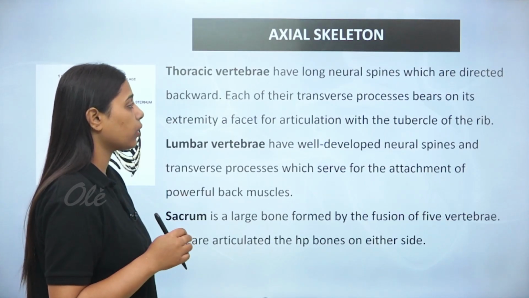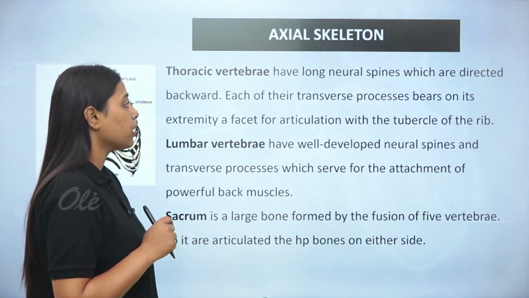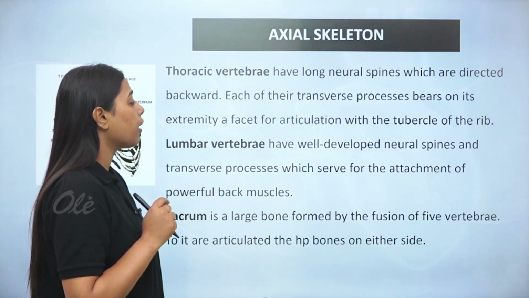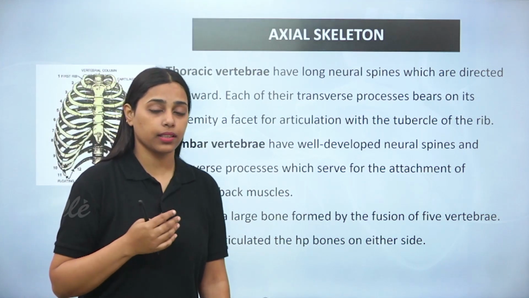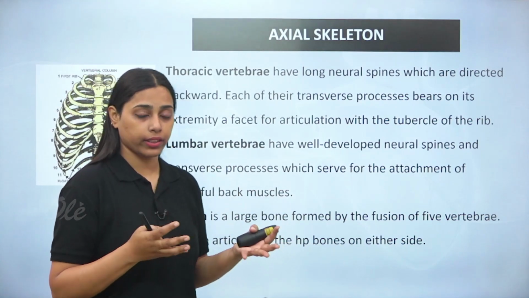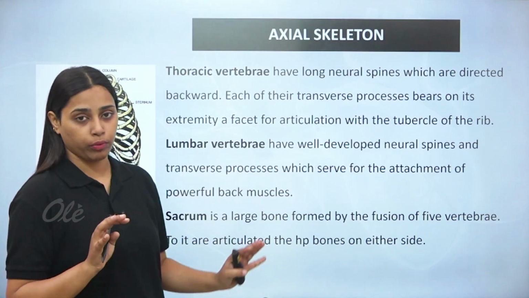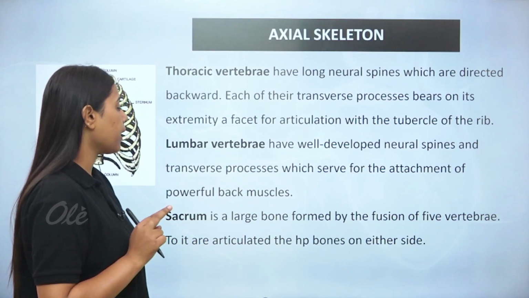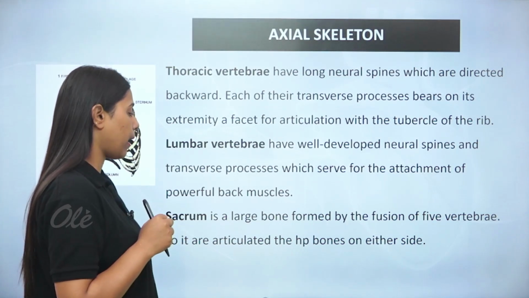The thoracic vertebrae now have long neural spines which are directed backward. Each of their transverse processes bears on its extremity a facet for articulation with the tubercle of the rib. Because ribs are present there, these are there to protect the ribs, and there are hollow cavities present to provide the articulation, that means free movement around it. Lumbar vertebrae have well developed neural spines and transverse processes which serve for the attachment of powerful back muscles.